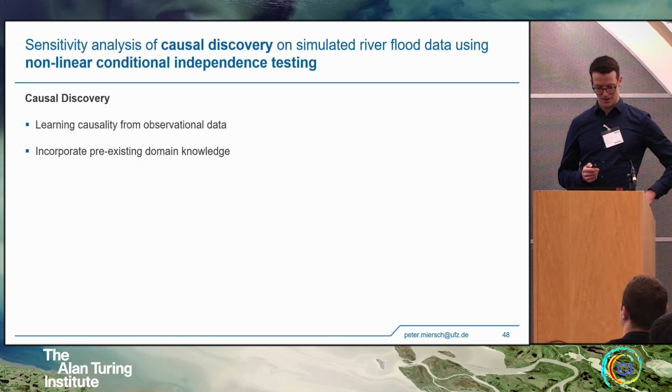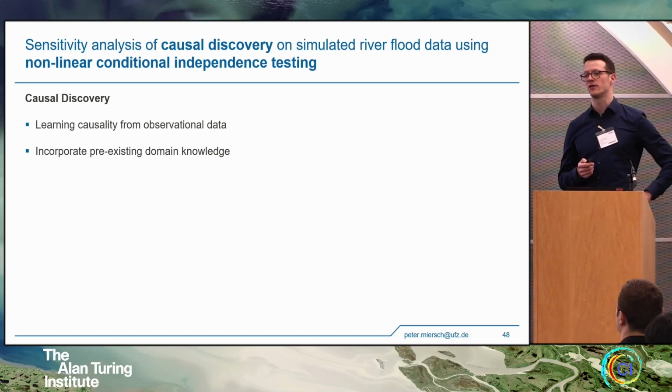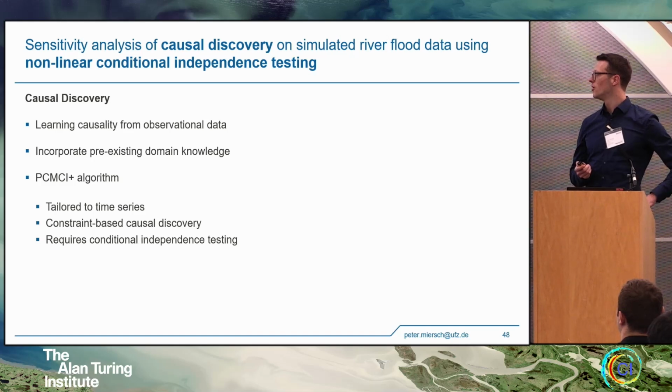And let's go on to causal discovery. Why would I actually want to do it? The good thing with causal discovery is we can learn causality from observational data, and we can also very easily incorporate domain knowledge that we already have into our algorithm. And in this case, the algorithm that I use is the so-called PCMCI+ algorithm, which is a variant of the PC algorithm, a causal discovery algorithm, tailored to time series.